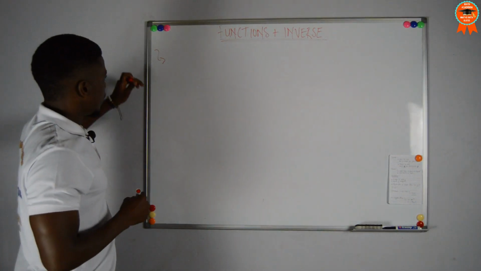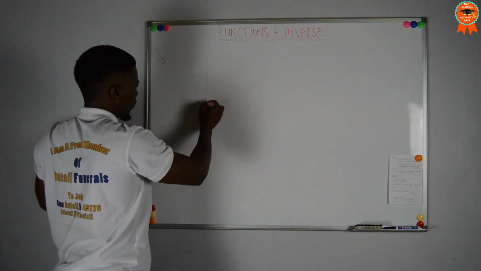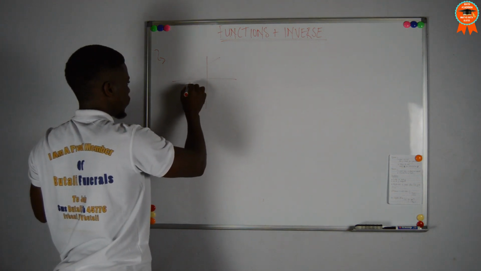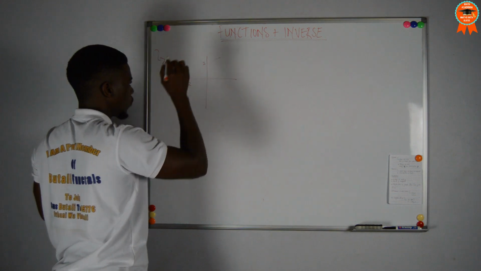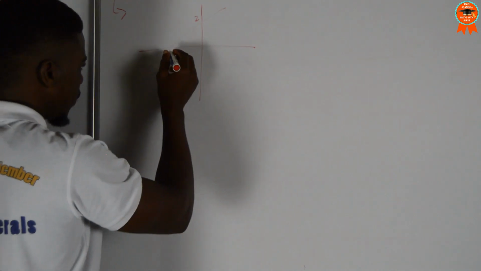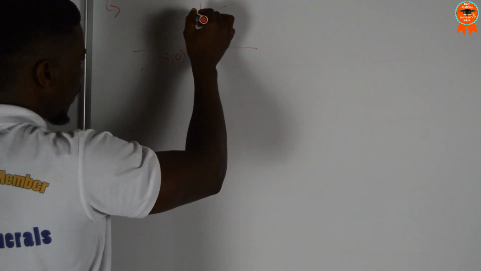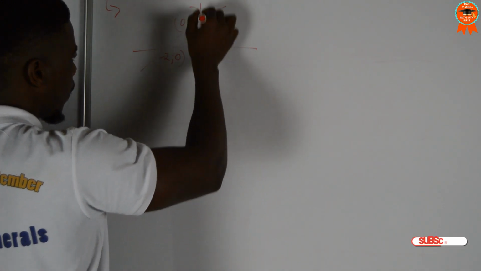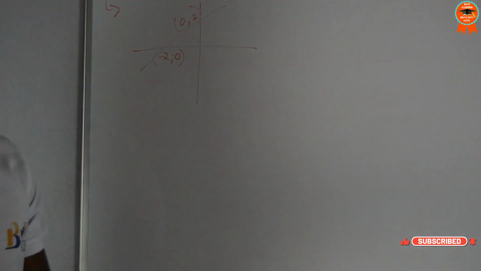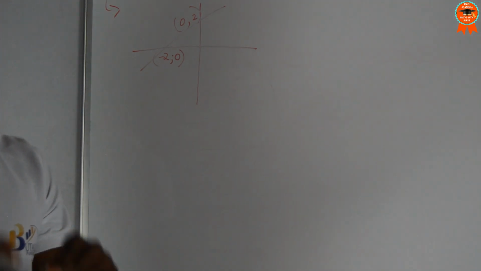So the straight line, this is a straight line graph. Let's say we have a straight line graph. It's passing through negative 2 and 0, and 0 and 2. So I have coordinates here, negative 2 and 0, and then 0 and 2. Those are my coordinates. So to get the inverse of this function, I simply swap the x value and y value of the coordinate.